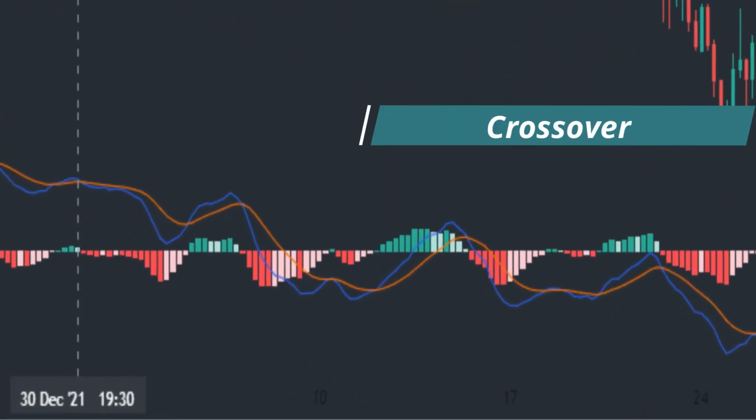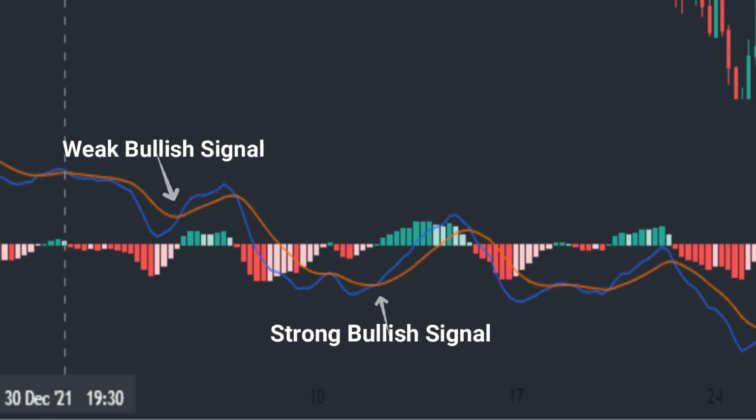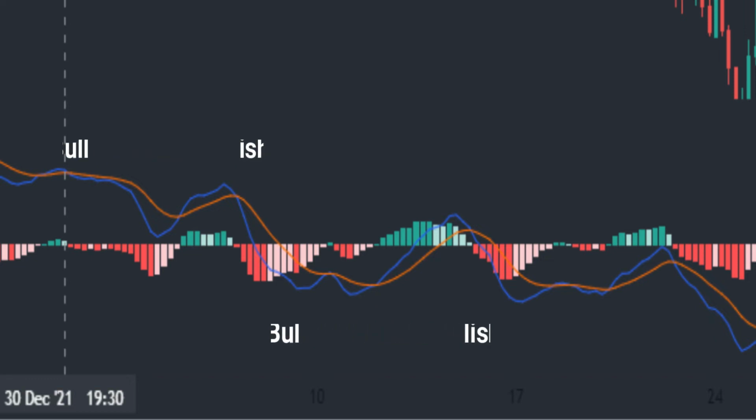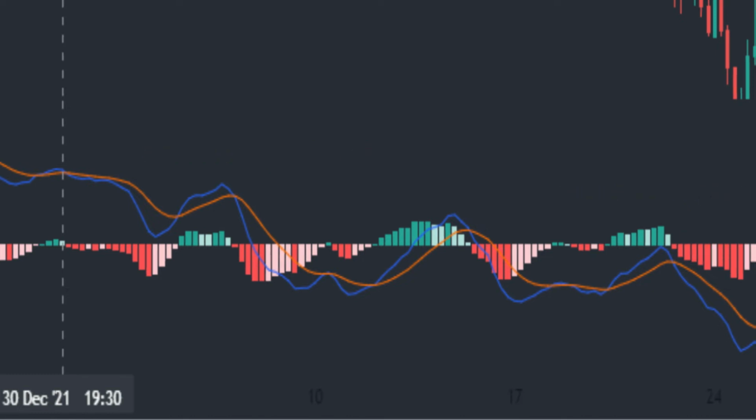First, let us discuss the crossover strategy. In the crossover, a sell signal is generated when the MACD line crosses below the signal line. Similarly, a buy signal is generated when the MACD line crosses above the signal line. The location of these crossovers, in relation to the zero level, plays an important role in determining buy and sell points. Bullish signals get strengthened when the crossing of the MACD line over the signal line takes place below the zero level. Bearish signals get strengthened when the crossing of the MACD line below the signal line takes place above the zero level.